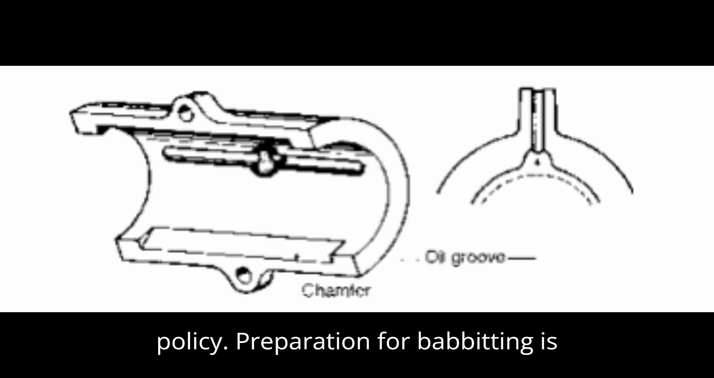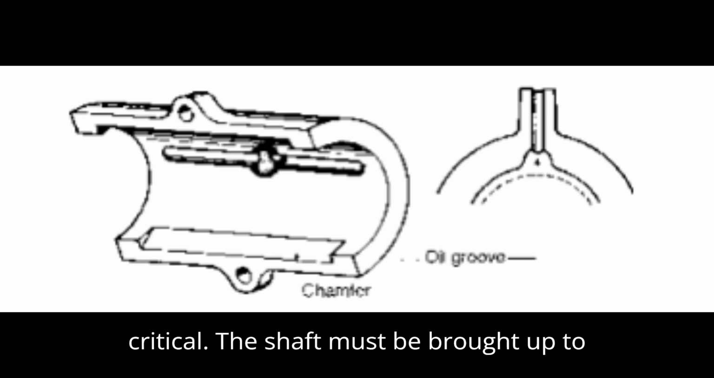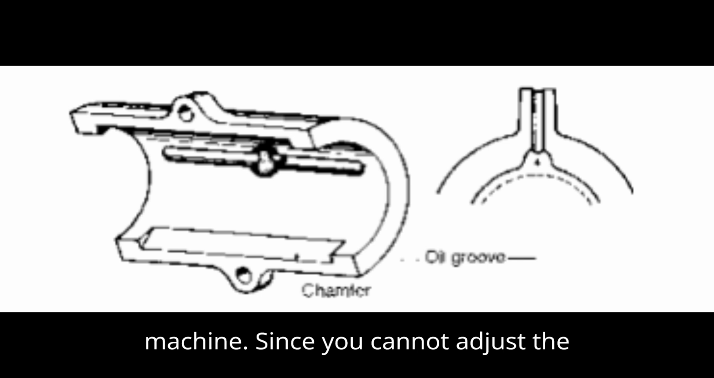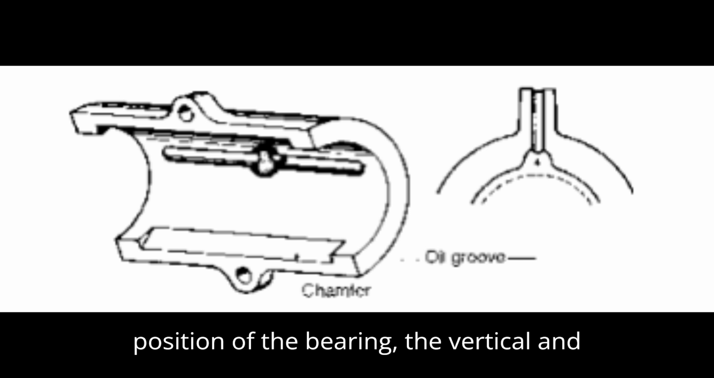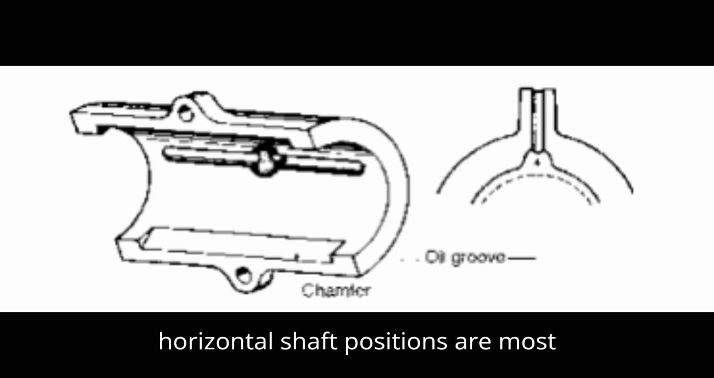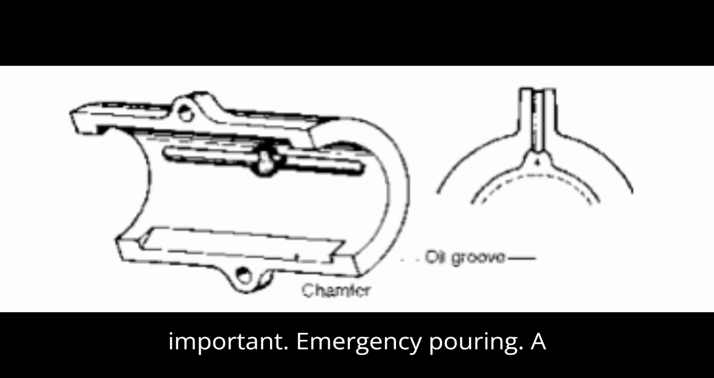Company safety policy. Preparation for babbitting is critical. The shaft must be brought up to level or aligned to other parts of the machine. Since you cannot adjust the position of the bearing, the vertical and horizontal shaft positions are most important.